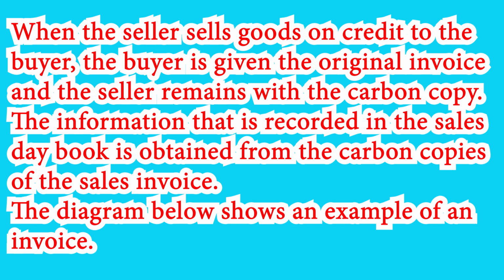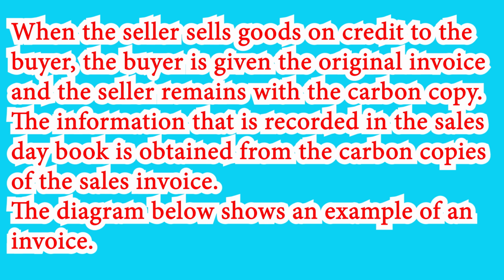When the seller sells goods on credit to the buyer, the buyer is given the original invoice and the seller remains with the carbon copy. The information that is recorded in the sales daybook is obtained from carbon copies of the sales invoice. The diagram below shows an example of an invoice.